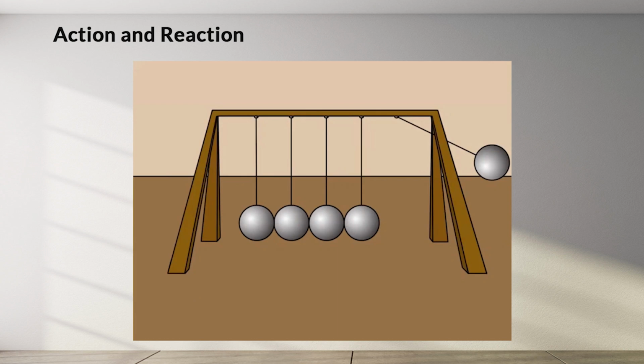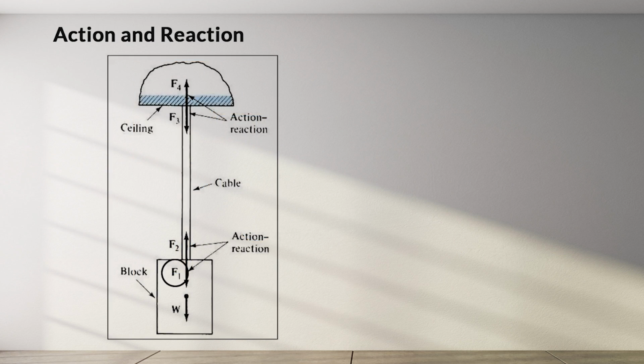Let's consider a block attached to a cable that is supported by the ceiling. Force F1 represents the force exerted on the cable by the block. Reaction F2 is equal and opposite, representing the forces exerted on the block by the cable. Force F3 represents the force exerted on the ceiling by the cable. Reaction F4 is equal and opposite and represents the force exerted on the cable by the ceiling. Let's look at the diagram after we dismantle the cable and the block. The forces acting on the cable and on the block are shown in these two figures.